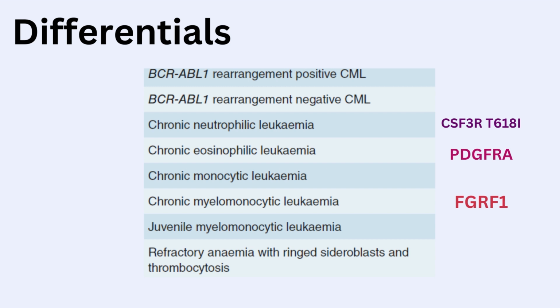or chronic eosinophilic leukemia, which again has specific mutations like PDGFRA, which may be detected on cytogenetics, or chronic monocytic leukemia or myelomonocytic leukemia, which is based on morphology and again cytogenetics.